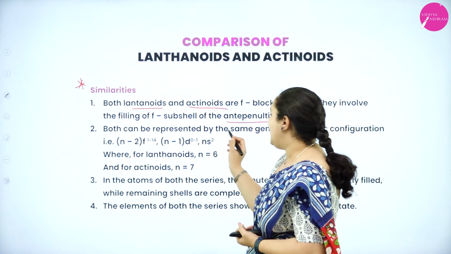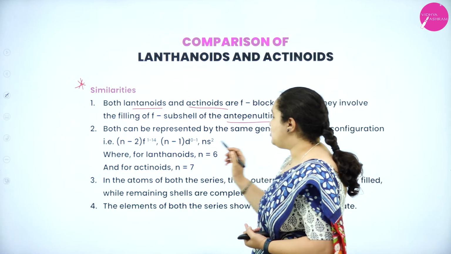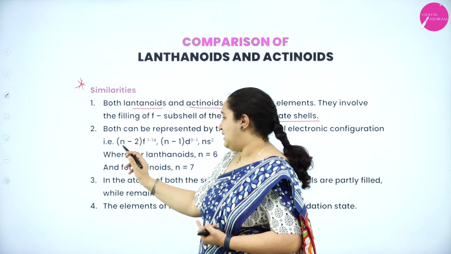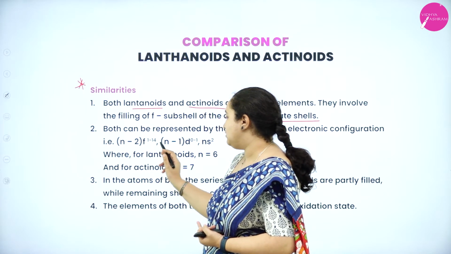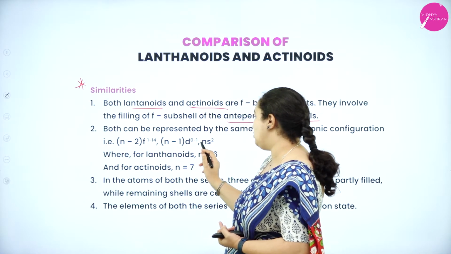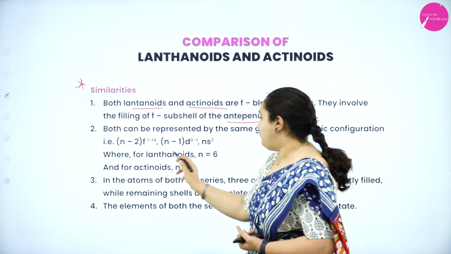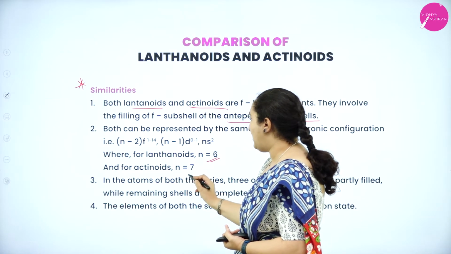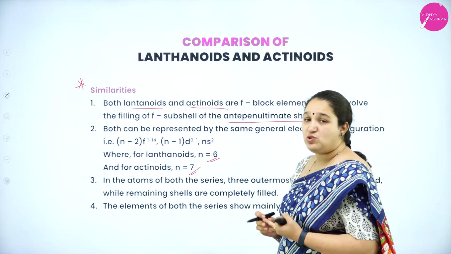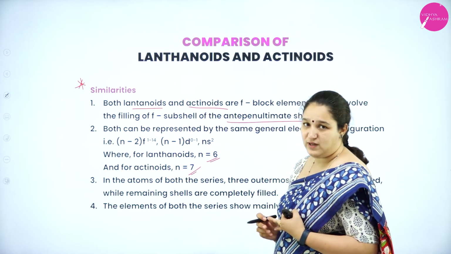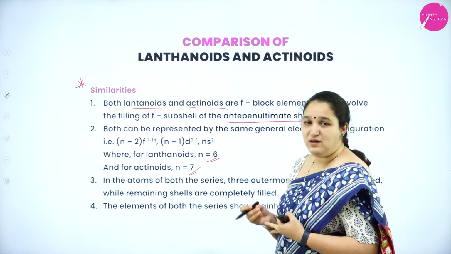Second is both can be represented by the same general electronic configuration, that is (n-2)f1 to 14, (n-1)d0 to 1, ns2, where for lanthanoids n is 6 and for actinoids n is 7. So they have a general electronic configuration with a variation of n value.